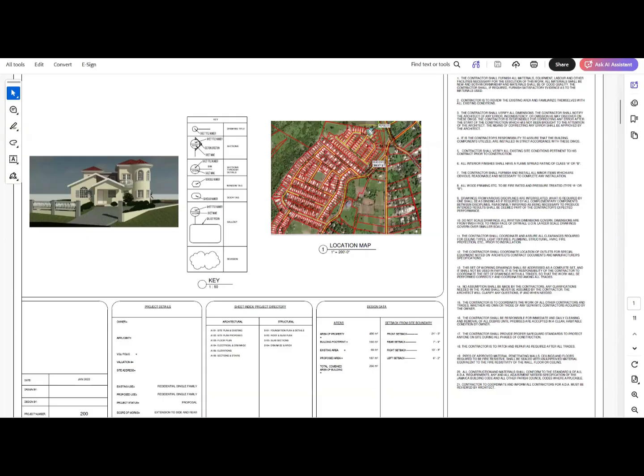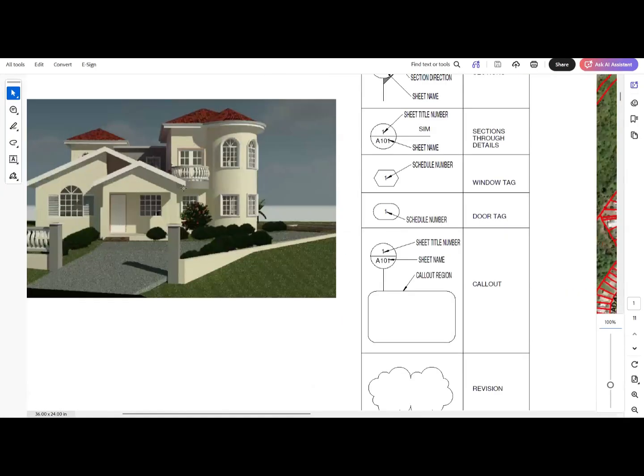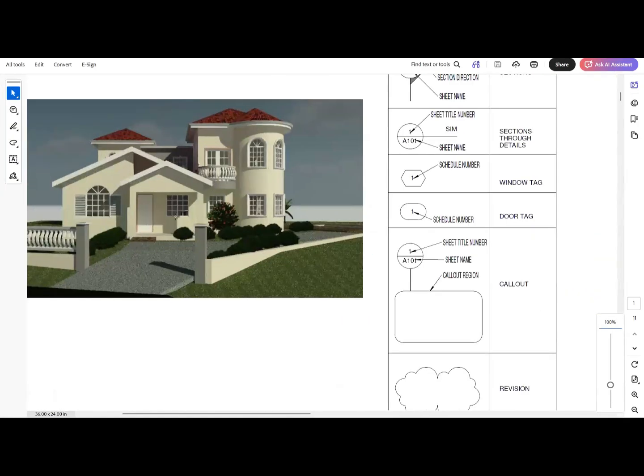Now, in this video, we will be looking at an extension to an existing dwelling. And in this case, we are looking at a building that is an original scheme house that is going to be extended at the back and the side.